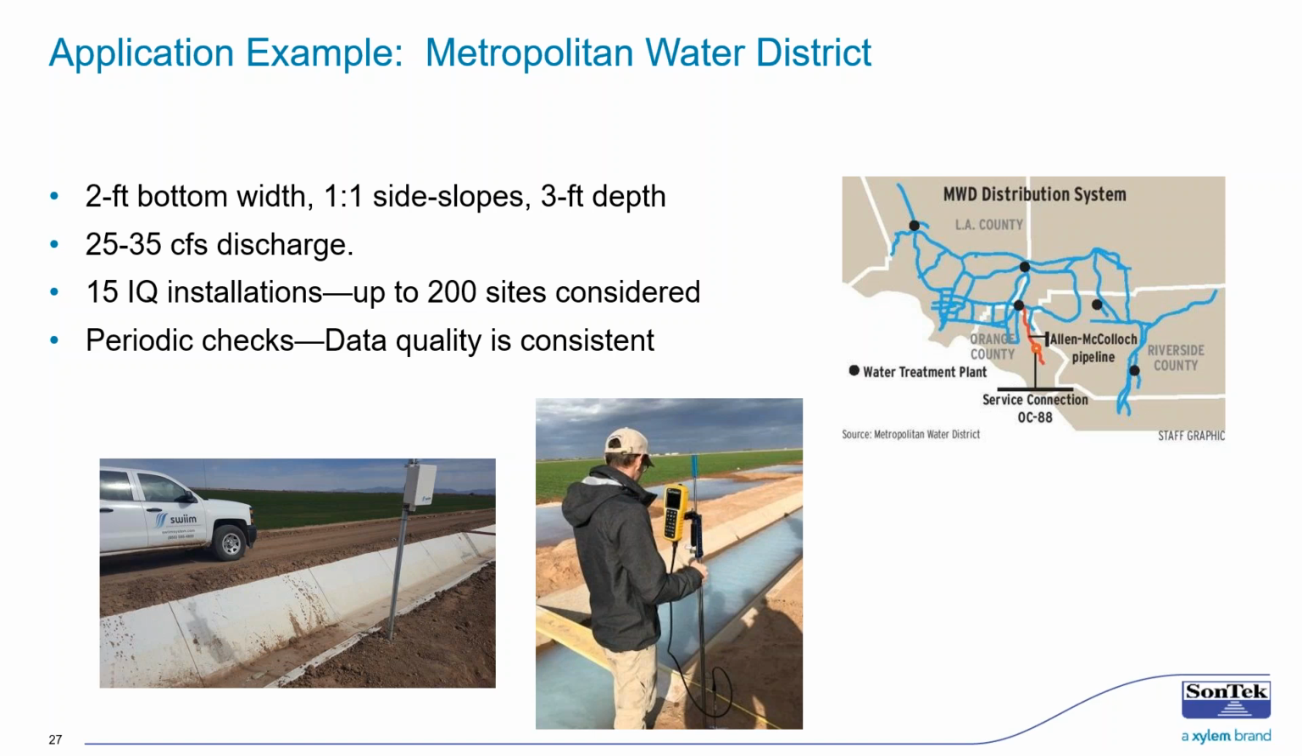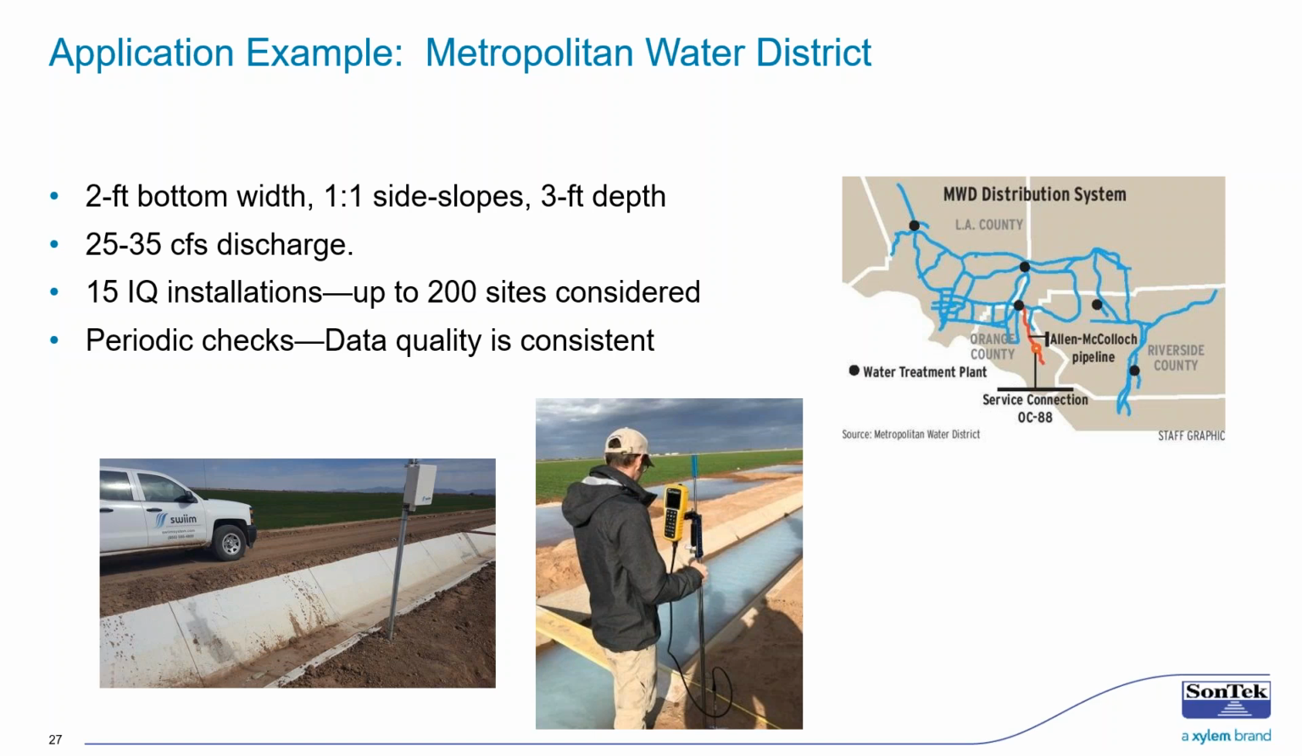To kind of elaborate a little bit more on the application, all the sites were fairly small trapezoidal channels, 2 feet bottom width with a 1-to-1 slope and a maximum of 3 feet of depth. They would typically run anywhere from 25 to 35 CFS. And they started with 15 IQ installations, and in the future are considering up to 200 sites.